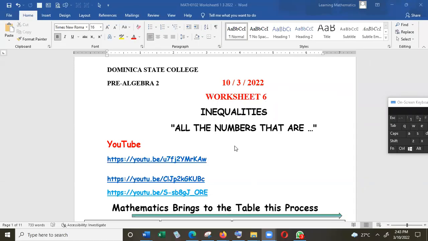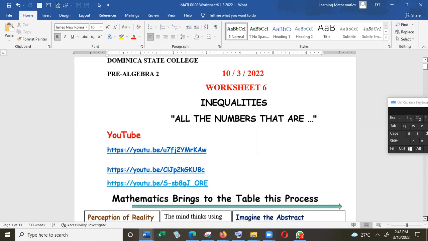Inequalities: all numbers that are, okay? So whenever you hear inequalities, you have to say all numbers that are. Mathematics brings to the table this process, all right?